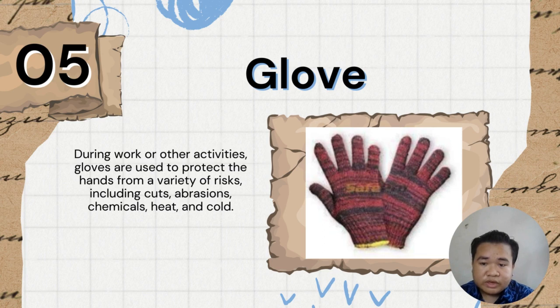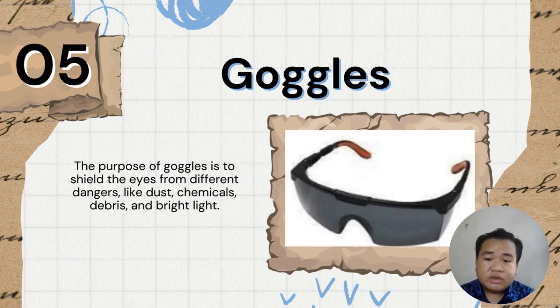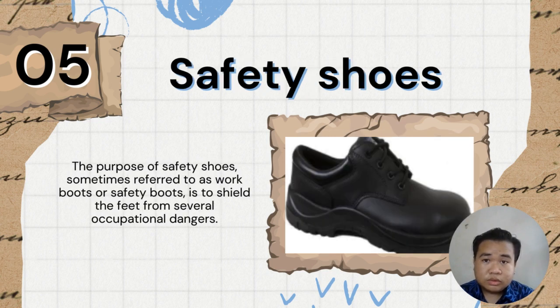Next are gloves. They are used to protect the hands from a variety of risks, including cuts, abrasions, chemicals, heat, and cold. The purpose of safety goggles is to shield the eyes from different dangers like dust, chemicals, debris, and bright light. The safety shoes are to shield the feet from several occupational dangers and heavy stuff that could possibly fall onto our feet.